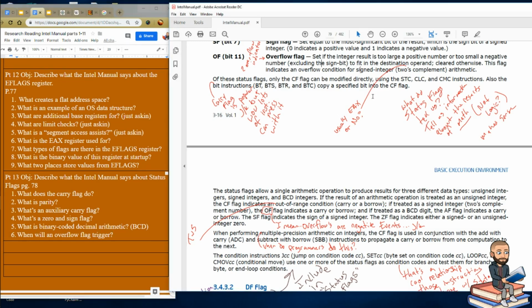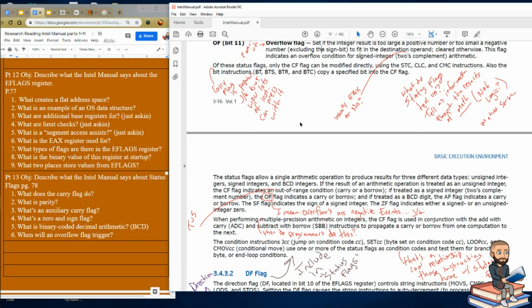And now I did add this question. Is this EAX we're talking about? Is the register that's holding the result the number that all these flags are actually looking at? If so, that makes quite a bit of sense. Those things are directly connected then.